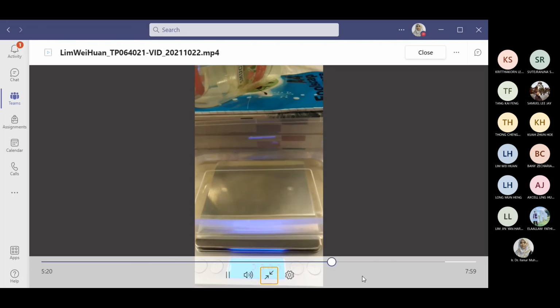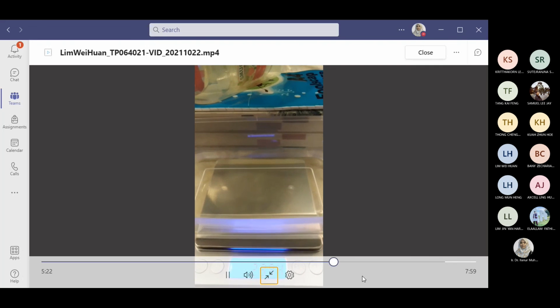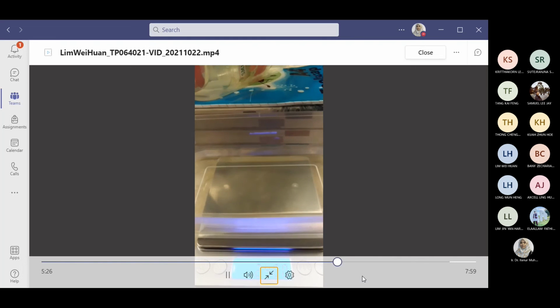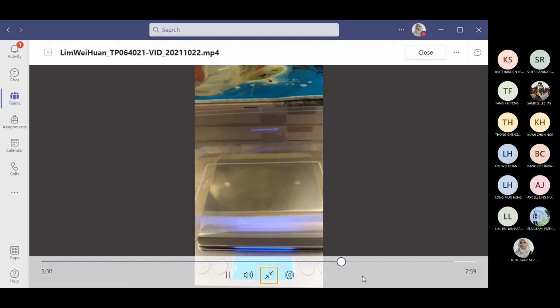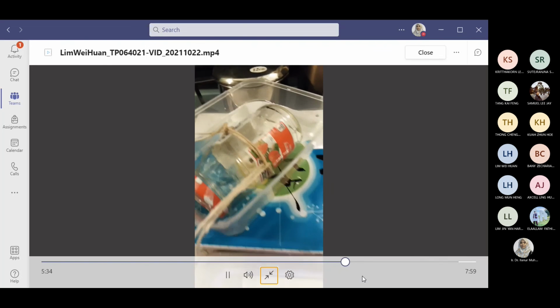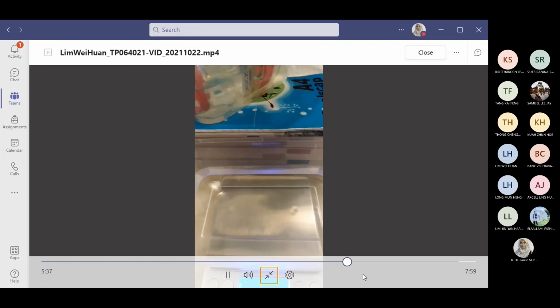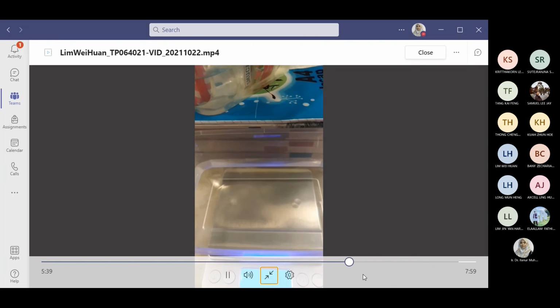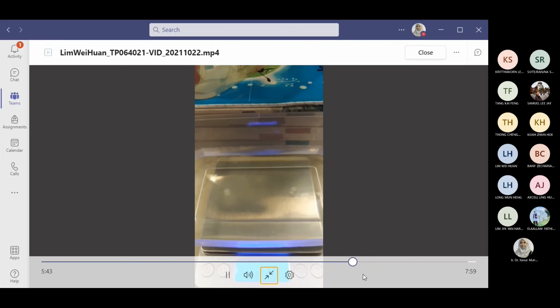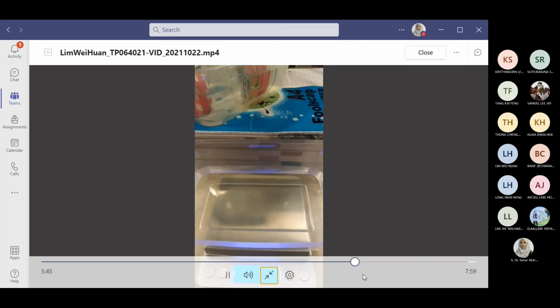So what is the weight of the water? As you can see, it is approximately 240 grams. So the buoyant force of the water and the weight of the liquid displaced are both 240 grams. So they are equal.